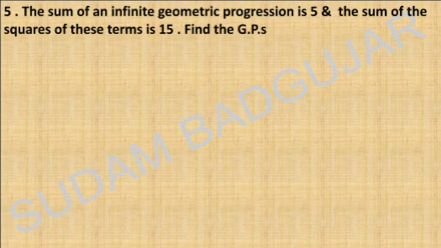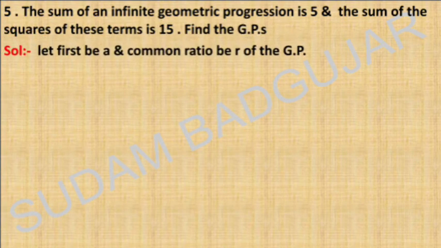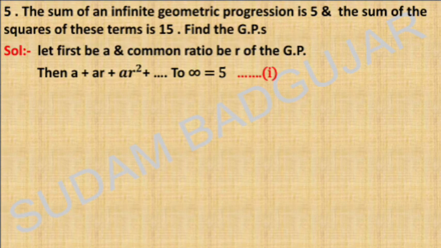Okay, so let A be the first term and R be the common ratio. Then the sum to infinite terms, A plus AR plus AR square up to infinity, is 5. Suppose this is equation number 1. Okay, the first condition is given.